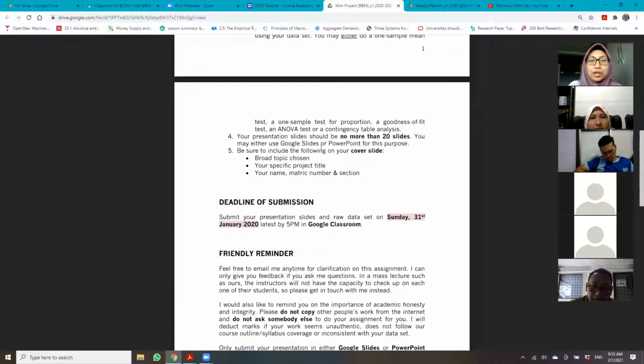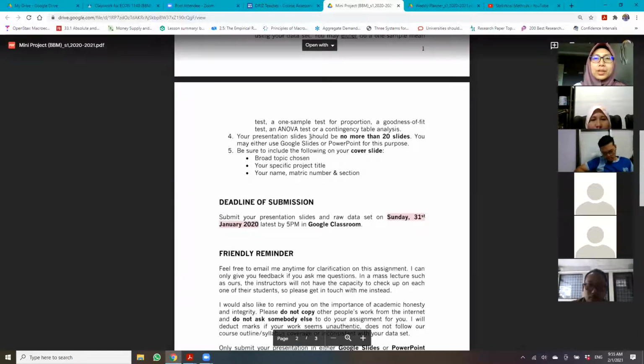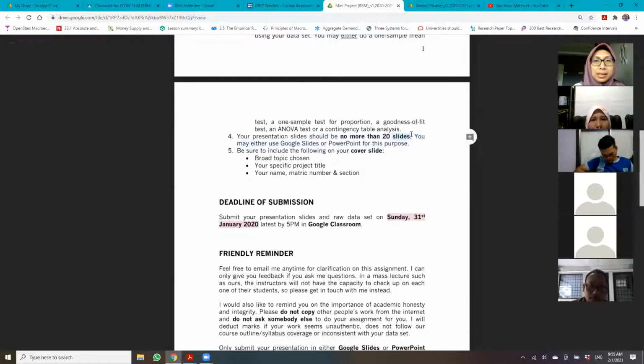In my case, I prefer to use Google Slides, and there are also numerous templates for Google Slides. Templates look cute and pretty, but of course you have to adapt them to what you are doing, your data and whatnot. Please make sure there are no more than 20 slides. You have to do a lot in only 20 slides, so allocate wisely: how many slides for the intro, data collection, and analysis. Make sure your cover has your topic, title, name, and matric number.